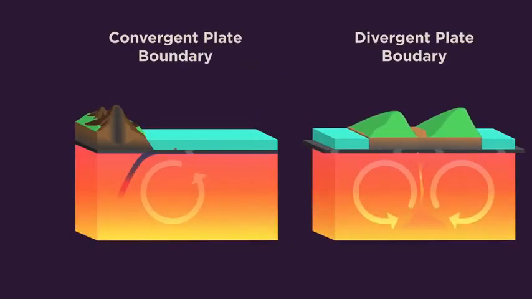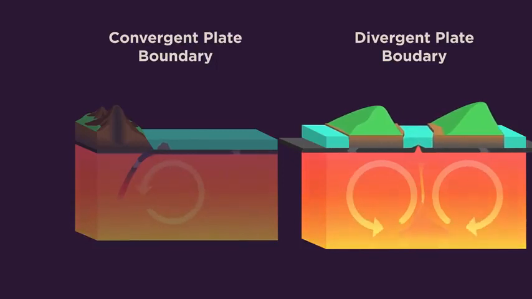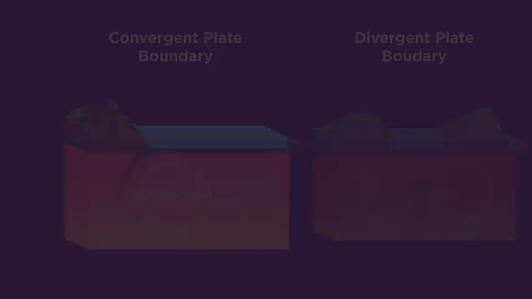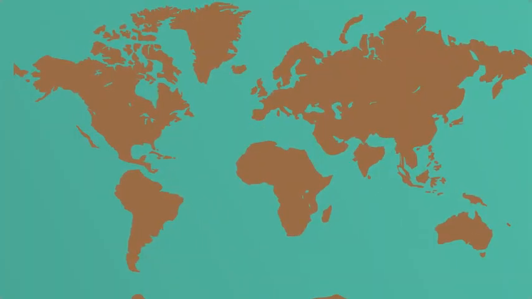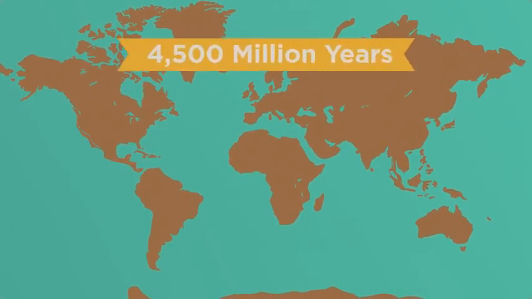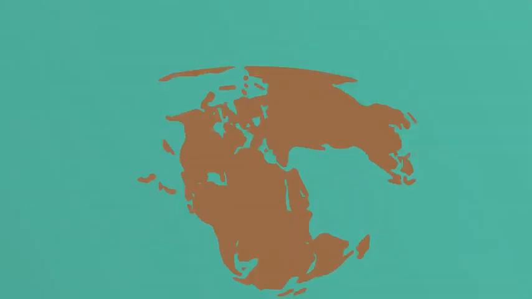Oceanic crust is never more than a few 100 million years old, because it is constantly being created at mid-oceanic ridges and consumed, or subducted, at convergent boundaries. However, continental crust has simply been carried around, broken apart and brought together ever since the formation of the Earth 4,500 million years ago. And so to the big picture.